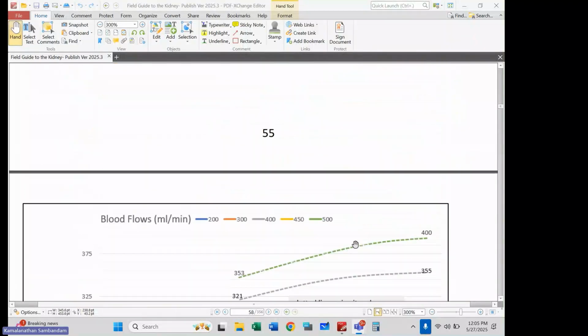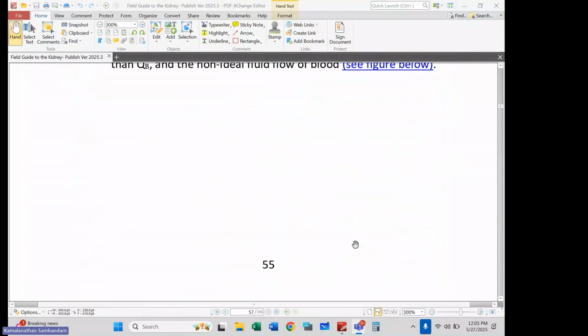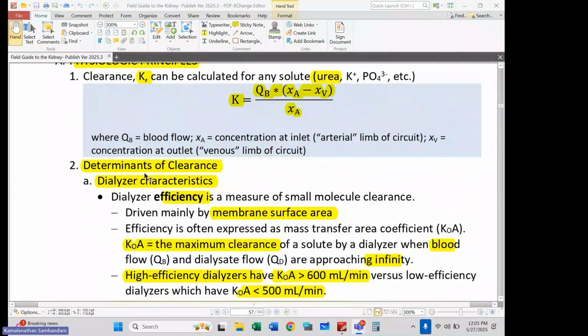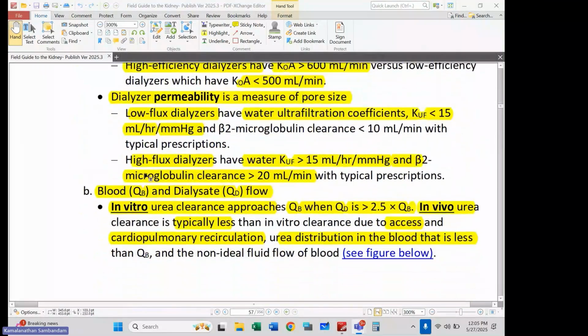So picking up where we left off, we were describing the determinants of clearance. We reviewed dialyzer characteristics, stating that that was not a very impactful modifier of clearance, but rather blood and dialysate flow rate is the greatest factor, or the most pertinent factor to clearance. And of those two, blood flow dominates over dialysate for intermittent dialysis.